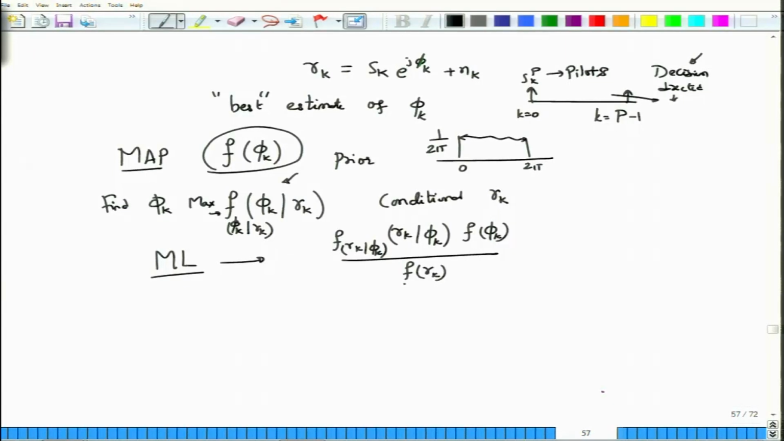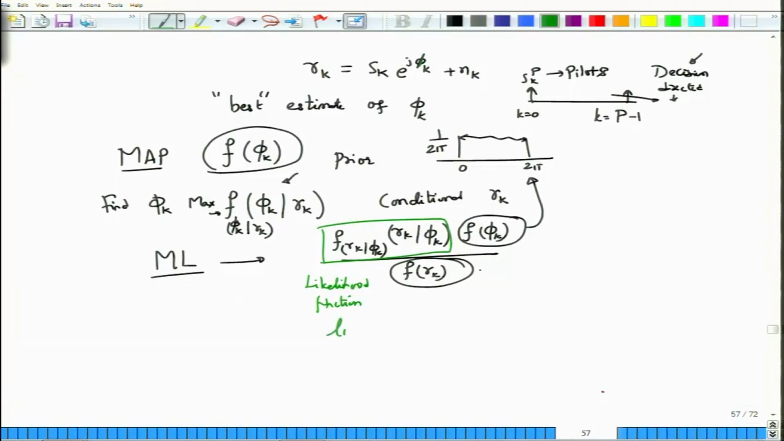This f of r k is the PDF of receiving the symbol, and it does not really have any statistical nature to it. So it is just the receiving probability. So you do not really worry about this one, and because you said that f of phi k, the prior probability density function, is uniform, any value of phi is allowed between 0 to 2 pi, the thing that we are going to maximize is this particular probability, and this probability is called the likelihood function. Although this is a PDF, it is called a likelihood function.